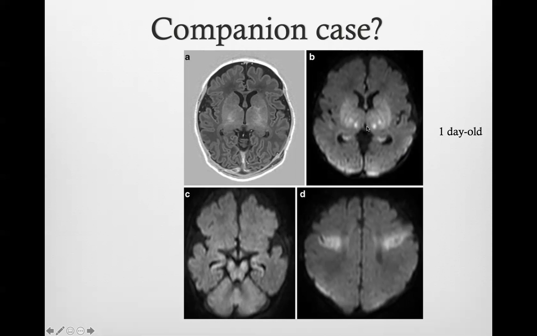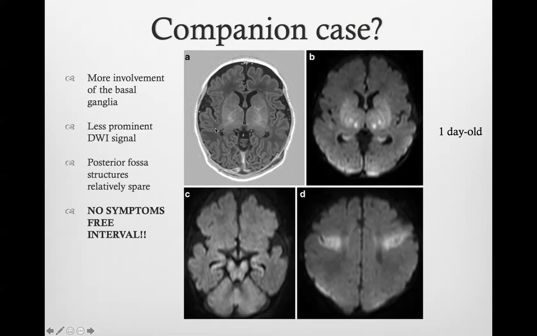What's the difference with the previous? Well, there are some differences. The signal is a bit more extensive, involving the basal ganglia, but the important thing is that this is 1 day old. So in this case, there was no symptom-free interval. The other child got sick when it was 13 days old. So you can see how important 2 weeks are at this age, and why they are so important in the differential diagnosis, because this is ischemia that happened at birth.